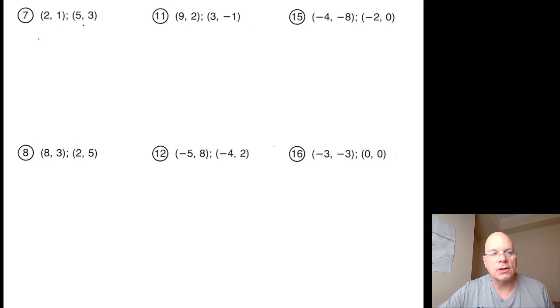Number 7. Now these are the ones where we didn't have the graph, but it's still just delta y over delta x.